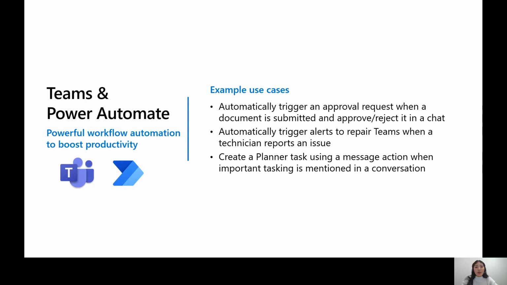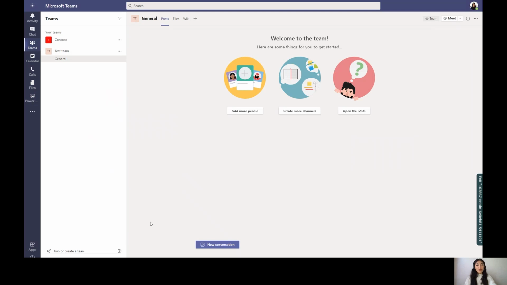It can also create new ways for everyone to work within teams. For example, automatically triggering an approval request and then being able to approve or reject it directly within the team's chat, all the way to having an important task mentioned in a Teams channel message and being able to create a planner task out of that. The same way we opened up the Power Apps app, let's open up the new Power Automate app within Teams.